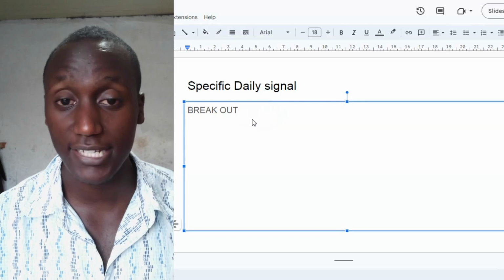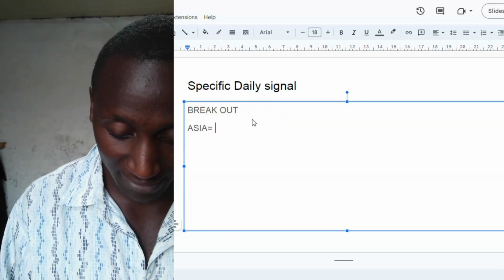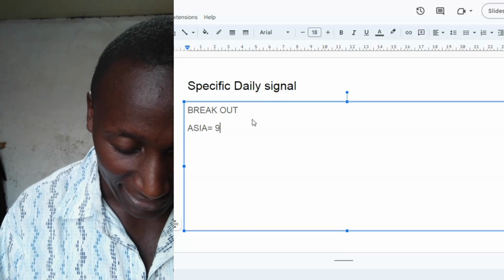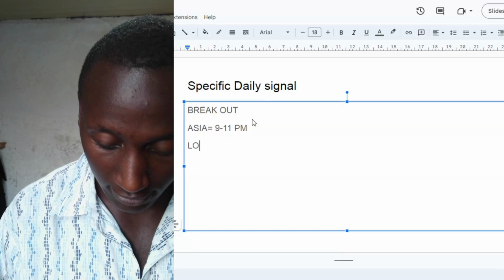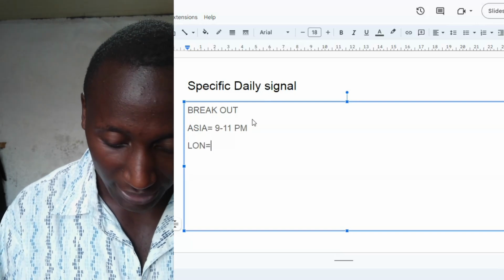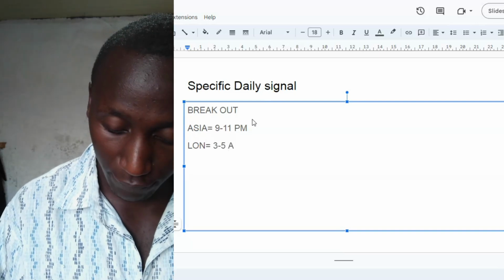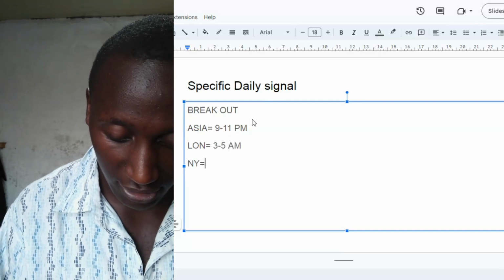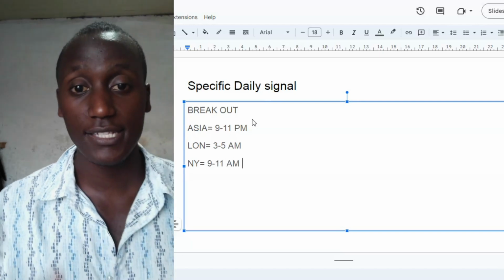So, step one is time. For Asia, we want to be trading between 9 and 11 p.m. New York time. And then for London, we want to be trading between 3 and 5 a.m. And then for New York, we want to be trading between 9 and 11 a.m. All this is New York time.